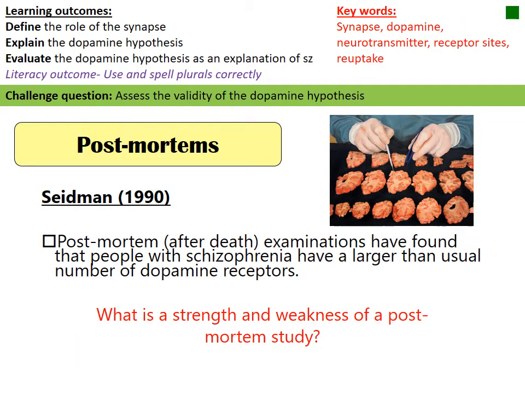Other elements of evidence come from post-mortem studies. Seidman in 1990 showed in a post-mortem study, which is an examination of the brain after death, that people with schizophrenia have much larger than usual numbers of dopamine receptors, again suggesting this idea that more dopamine has been absorbed at the synapse.